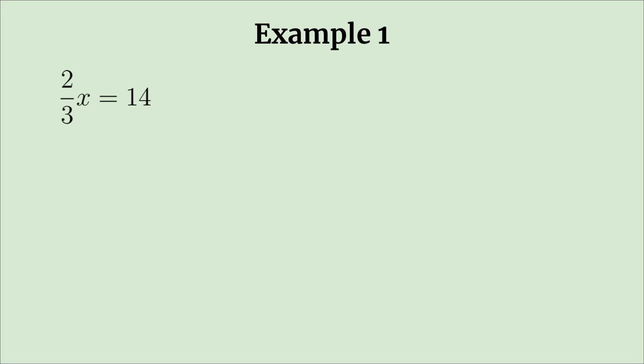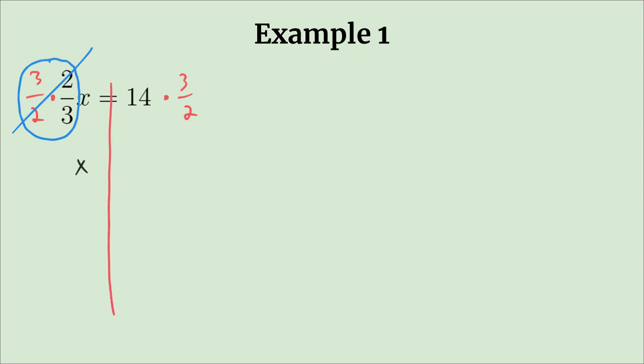Same idea, we've got 2/3 times x. So since it's multiplication, we're going to multiply by the inverse. So we're going to multiply both sides by 3/2, multiply by the reciprocal. So on the left side, 3/2 times 2/3, we did that so that those would cancel each other out, and we'd be left with just an x. On the right side, we've got 14/1 times 3/2, which would get you 14 times 3 is 42/2. 1 times 2 is 2. And then 42 divided by 2 is 21.